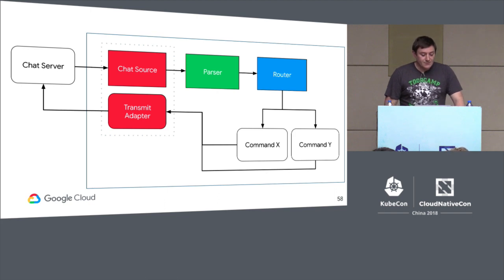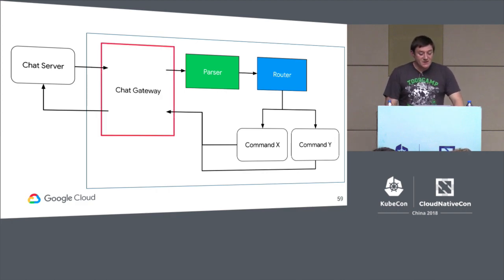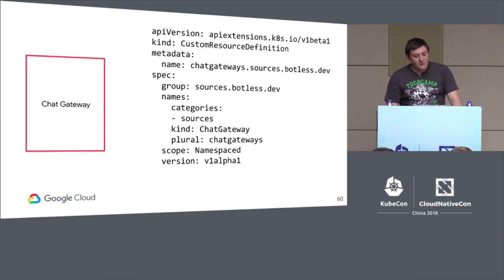If the component has both a receive adapter and a transmit adapter, it's called a gateway. To make it simple for us to manage and deploy, we made a new CRD for Botless to wrap the gateway as a concept. This deploys inside of Kubernetes as a logical unit. We define a new custom resource definition. This plus a controller that runs inside of our cluster that manages the control plane aspect gives us a gateway.